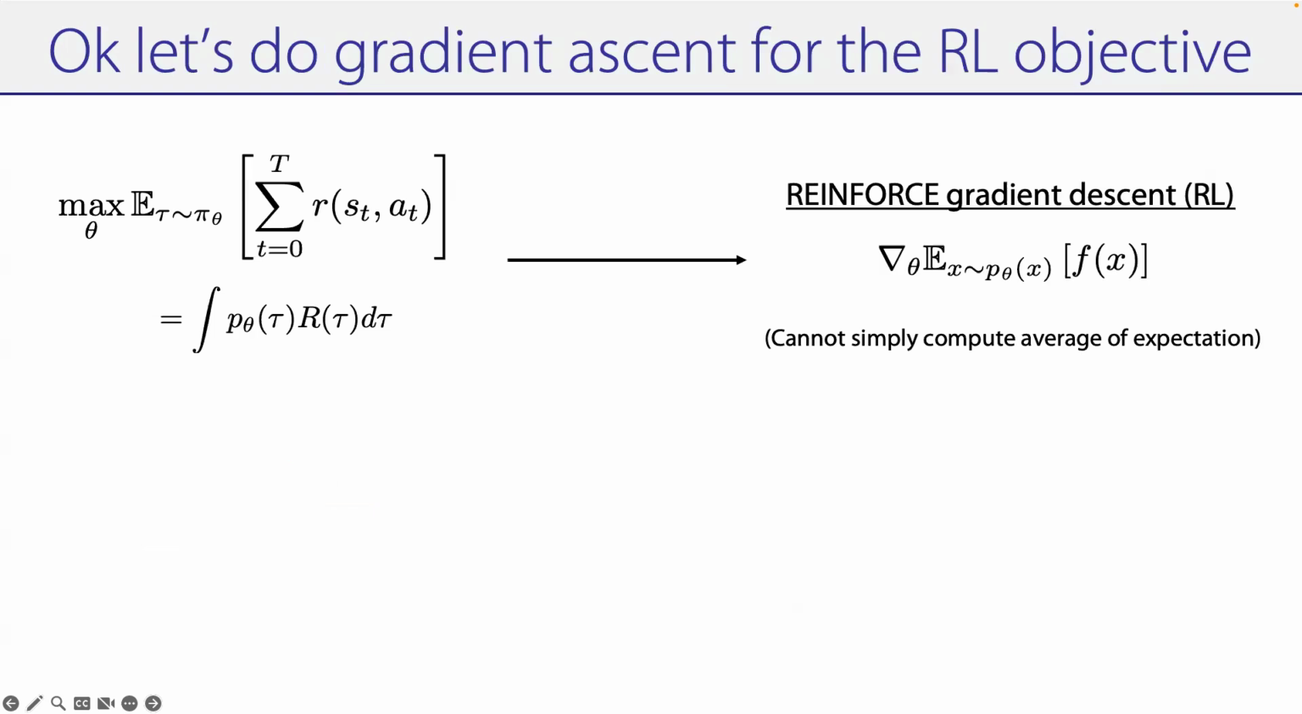Cool. So the whole premise of policy gradient is just that this thing looks a little bit different than the supervised learning objective, right? So what's different about this objective than the supervised learning?